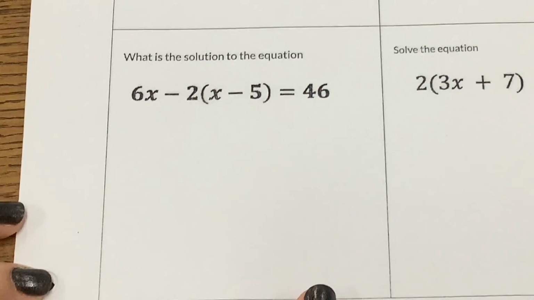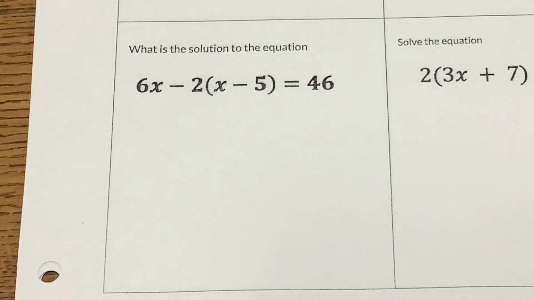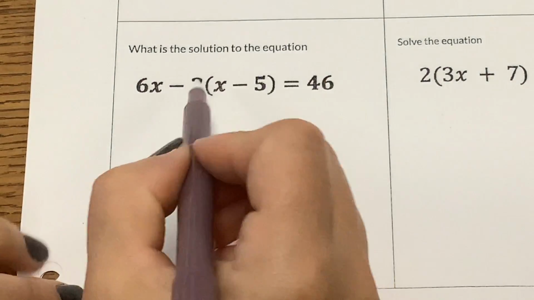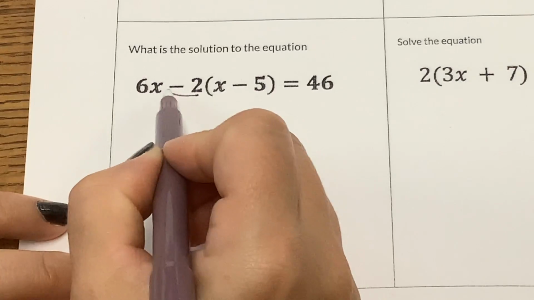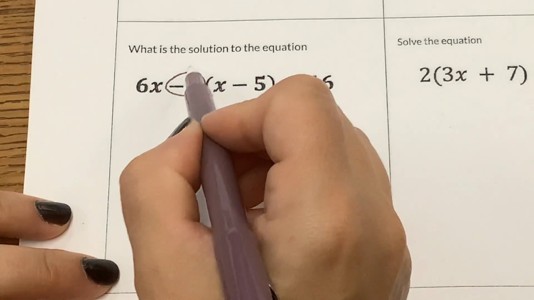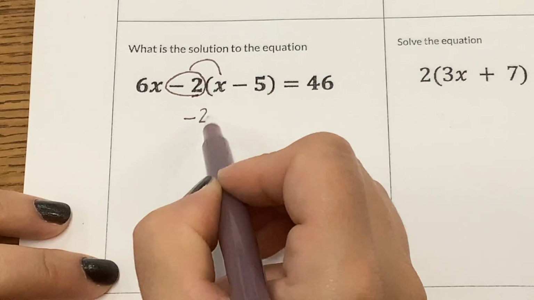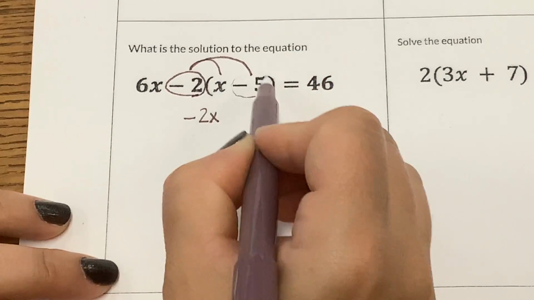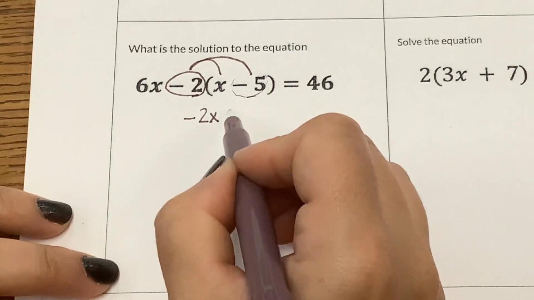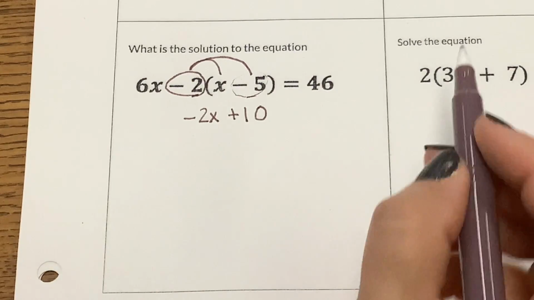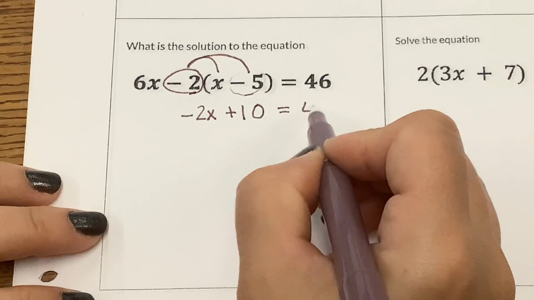What is the solution to the equation? We do have parentheses, so we need to go ahead and distribute that. Before you start to distribute, understand this is treat it like it's a -2. So -2 times x is -2x, and -2 times -5 is +10. A negative times a negative is a positive. Bring everything else down.